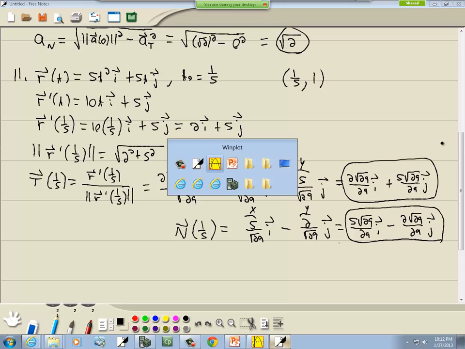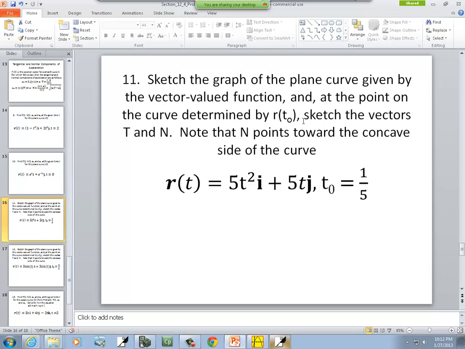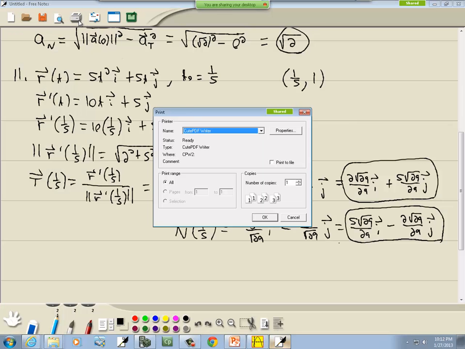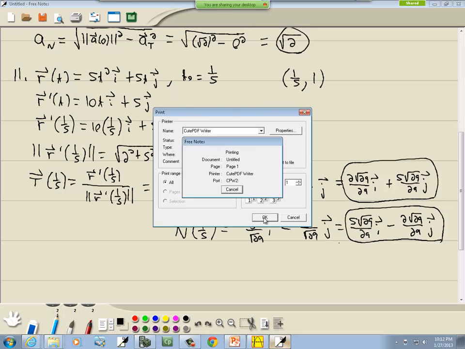And see what else they're asking for in that problem. Sketch a graph, sketch of vectors. Okay, yeah, I guess we did that. Let's look at our next one. Let me save that page. I see the end in sight.